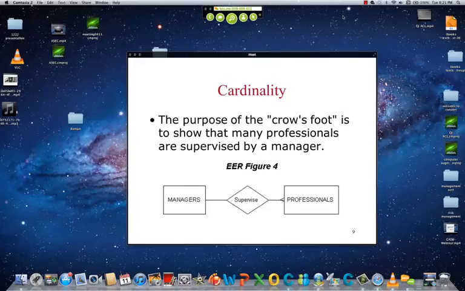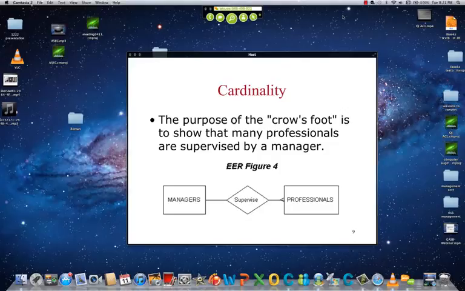No, again. Let's do it again. You have managers, you have professionals, right? If there is no crow's foot, it means one. If there is crow's foot, it means many. So when you have this relationship one to many, for each relationship, there are two sides. So managers and professionals, and you have professionals and managers. So how do you read it? Two sides, like left and right.